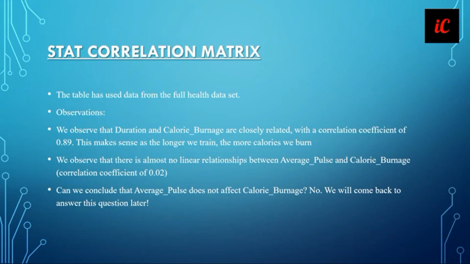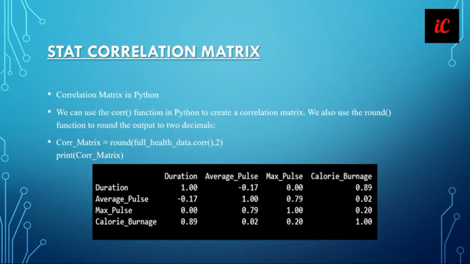We also observe that there is almost no linear relationship between average pulse and calorie burnage. The coefficient is equal to 0.02. If there is no relation, then no calorie burnage will be provided. So automatically it will be like that only.